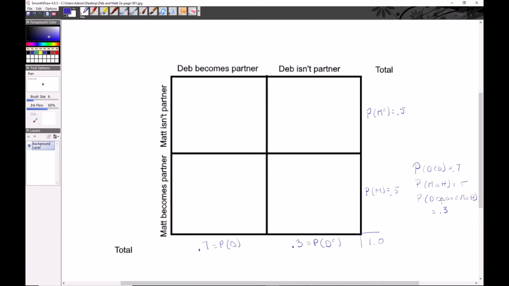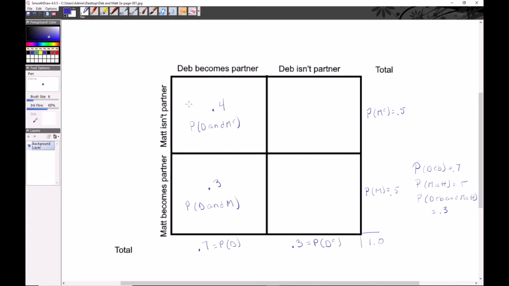We know the probability that Deb and Matt both become partners, and that's going to be the intersection of where Deb is a partner and where Matt is a partner. Okay? So that's going to be right here, 0.3. And that's the probability of Deb, D, and M. Well, if you go down here, remember there's two ways she can become partners. She can be either by herself or with Matt. Or means plus, so two numbers add up to 0.7. This is 0.4. And this is the probability of Deb and not Matt.